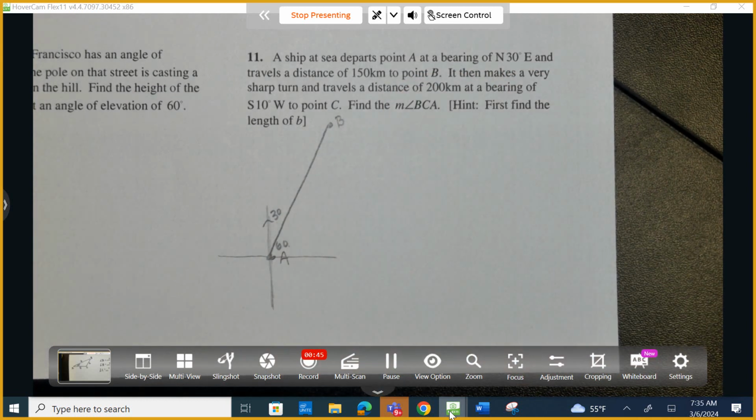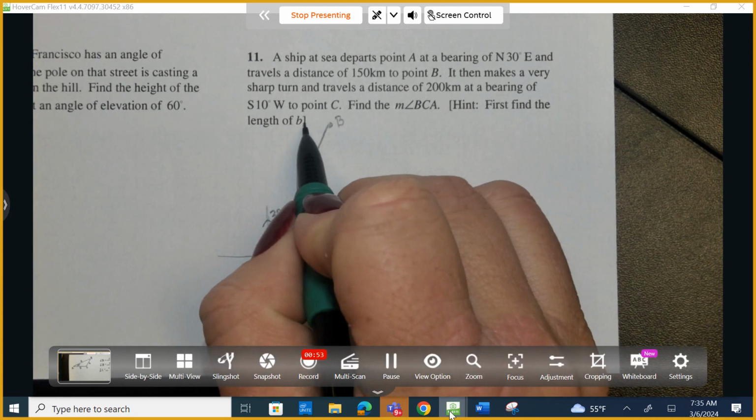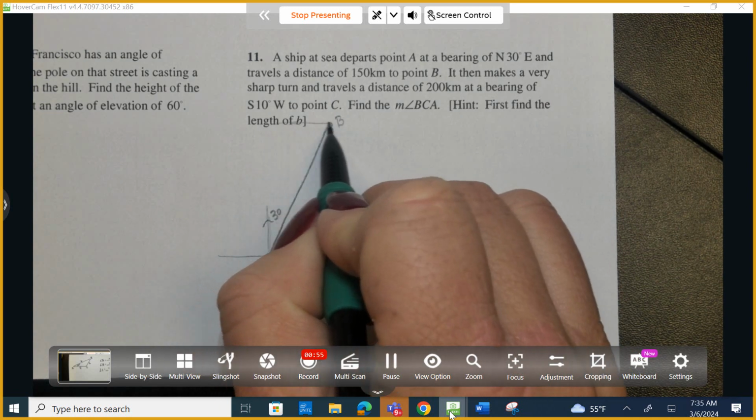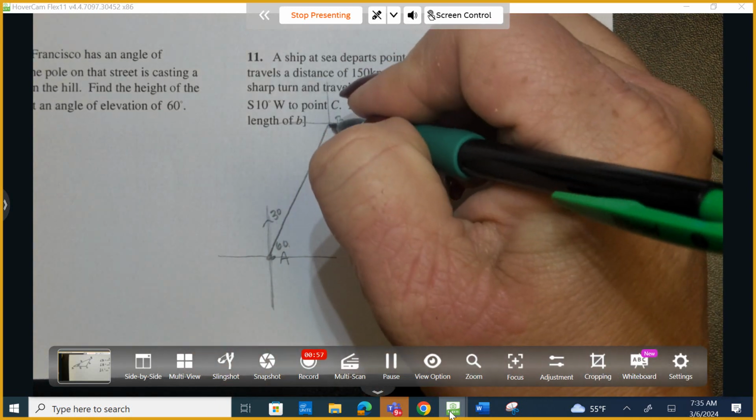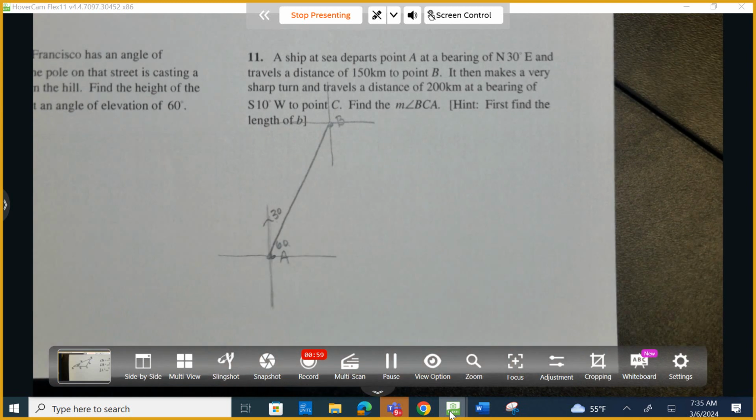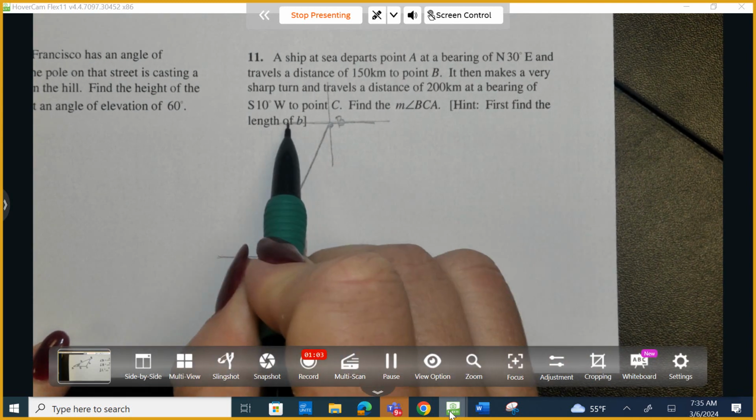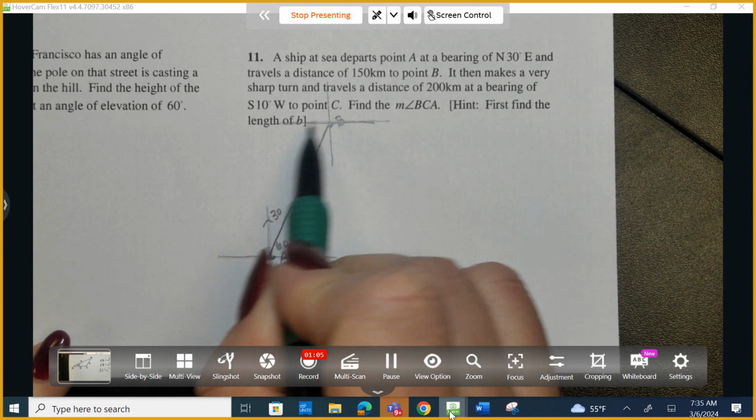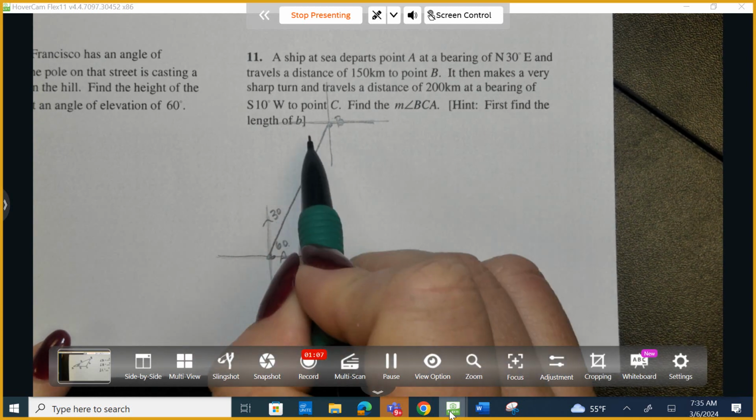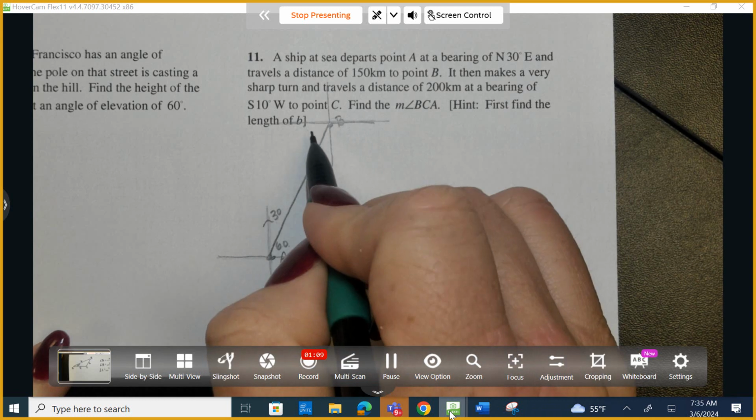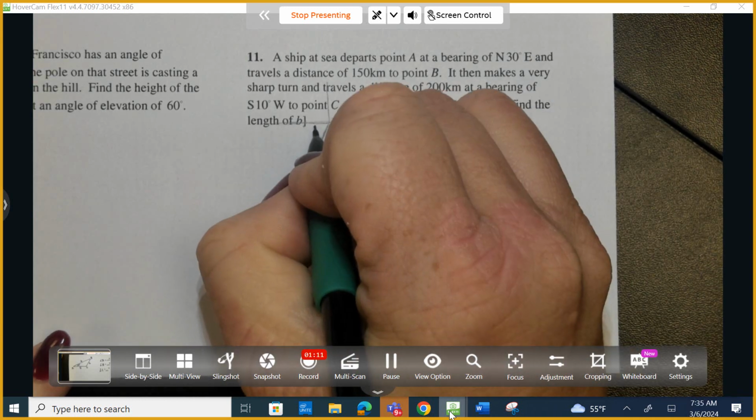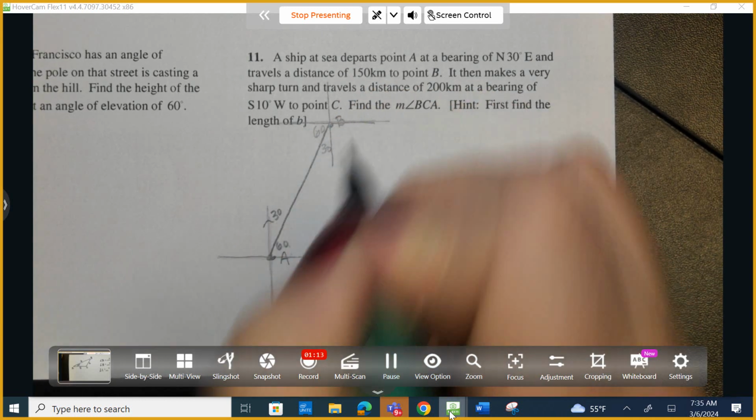Now at point B, it says it's going to make a very sharp turn, and it's going to travel another distance, in this case 200 kilometers, but it gives a bearing again. So I'm going to make another Cartesian plane here. But before I do that, do you see how this line and this line are representing kind of like my X-axis? Do you see how they're parallel? These are interior angles, because this is my transversal. So this is 60 and this is 30 before I even do anything.